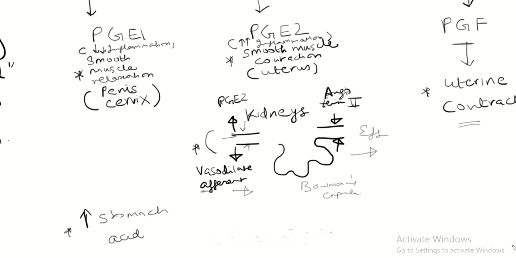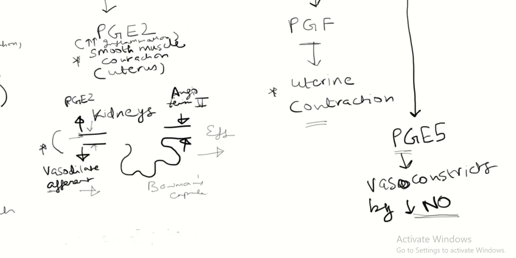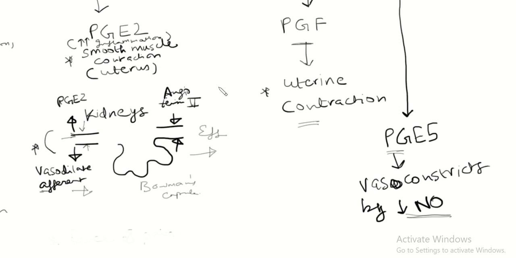And then the last two, which are noteworthy, are PGF, which causes uterine contraction, and PGE5, which causes vasoconstriction by inhibiting nitric oxide.